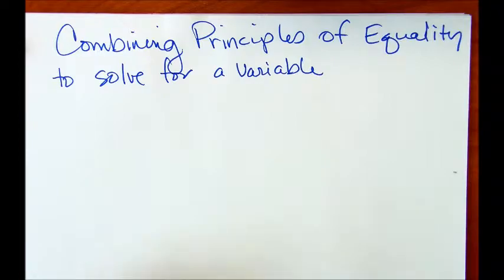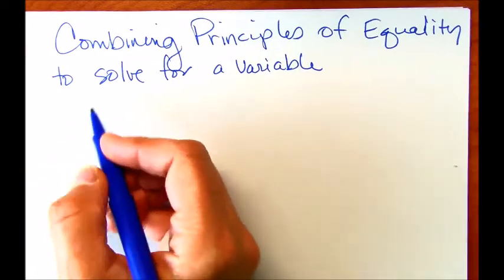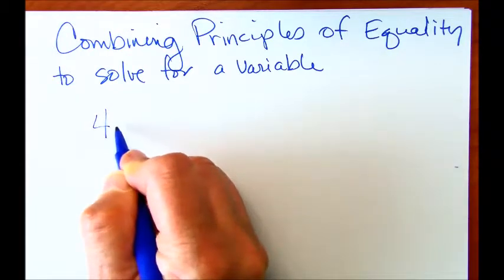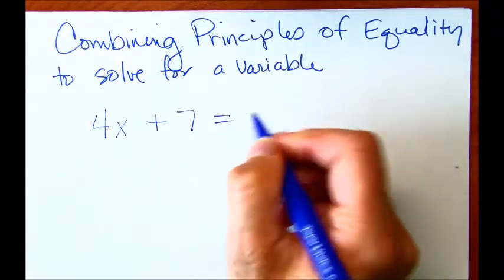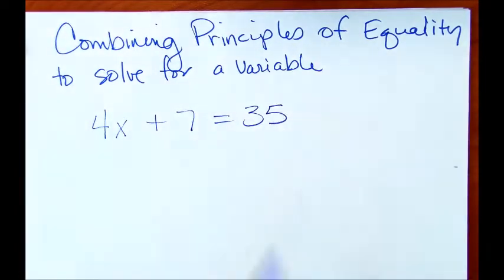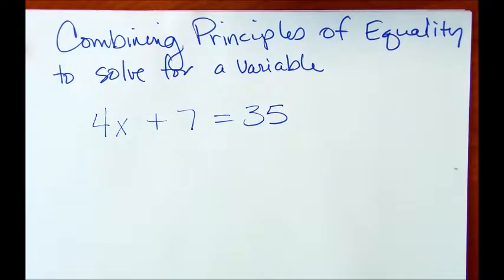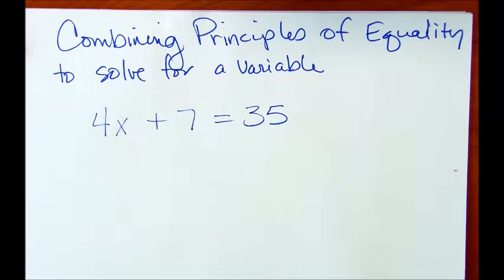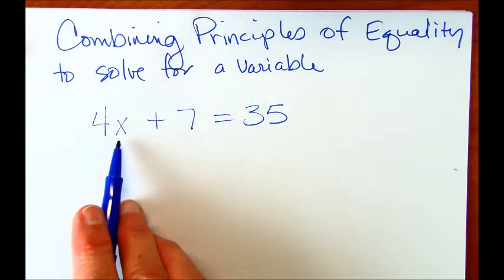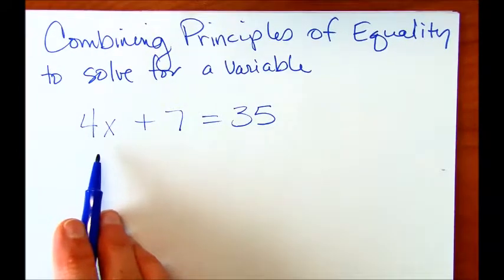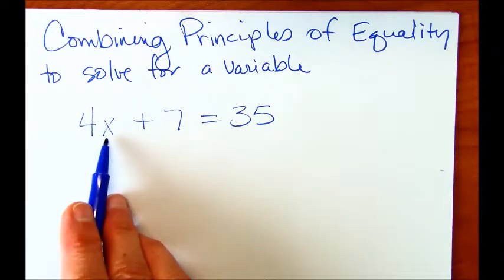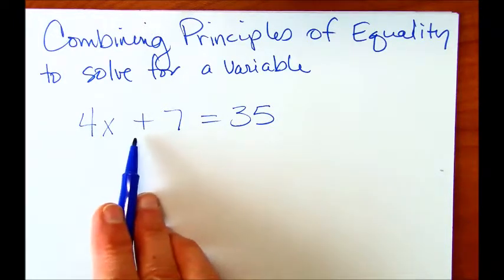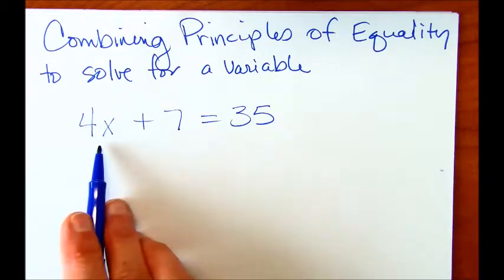Now this one is a common type of example that you'll see, where you have a number times a variable plus or minus another number, and that equals another number. In this example we have 4x plus 7 equals 35, and again our goal is to figure out what x is, and then of course we can check it later. But notice that we have a couple of operations going on. This is 4 times a number, and then we are adding 7 to that amount.